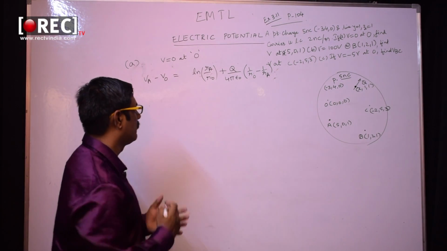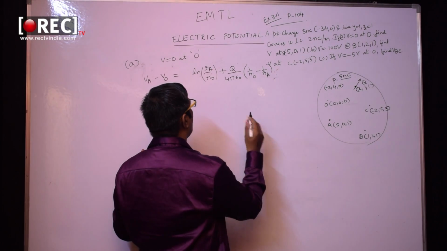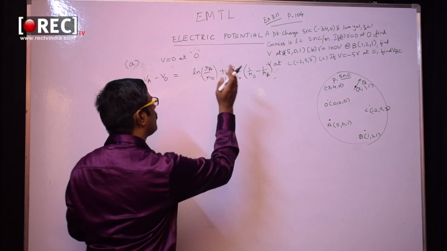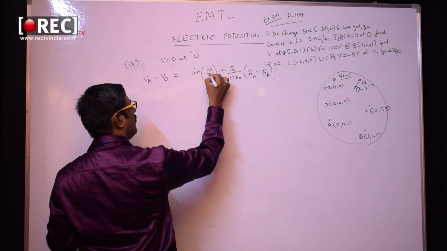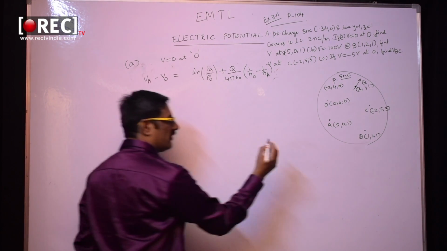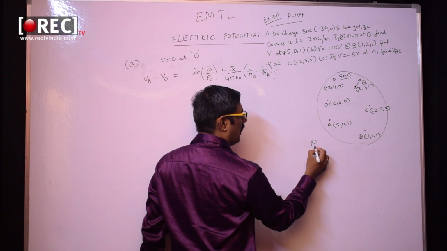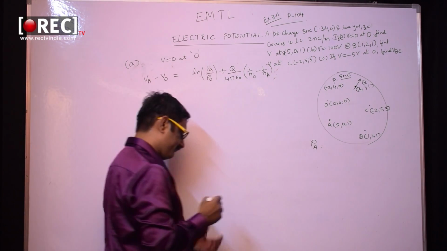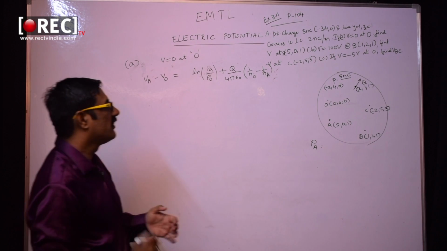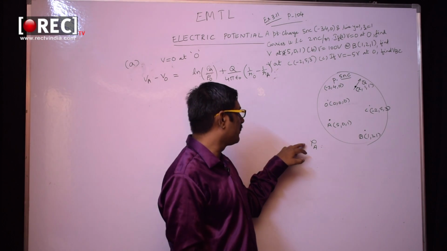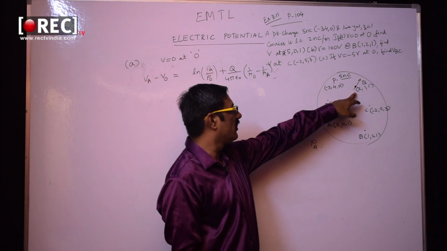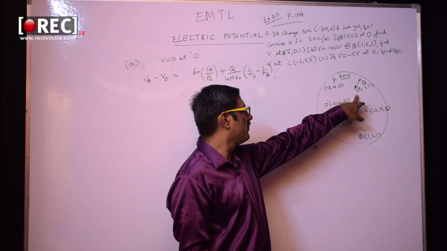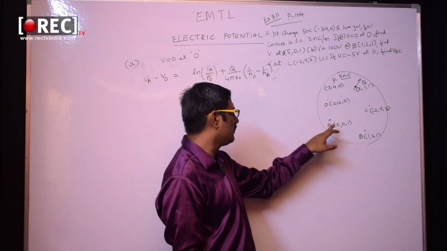Now let us come to Ra. To avoid confusion, let us consider rho A by rho naught for the line charge. Let us start with rho A. Now what is rho A? It is clearly the distance between the source and the point. What is the source here? The line charge. So it is the distance between the line charge and the point A.